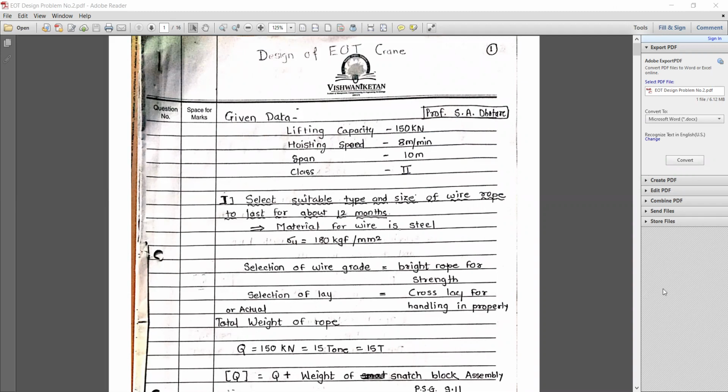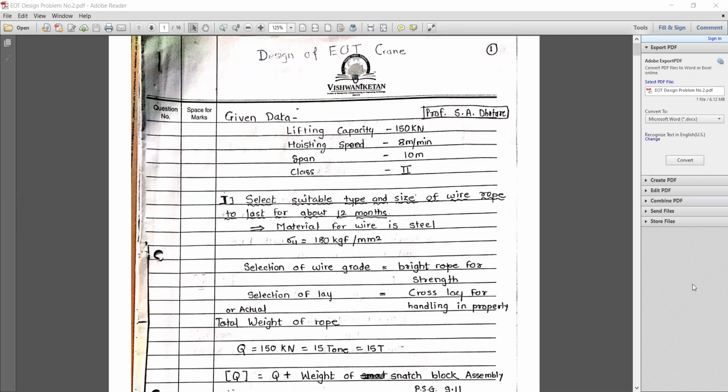The given data is a lifting capacity of 150 kilonewton, and hoisting speed up to 8 meter per minute. The span means the distance where the loading or unloading process will happen. So span is 10 meter and the machine class is 2. Based on this data, we have to design our EOT crane.